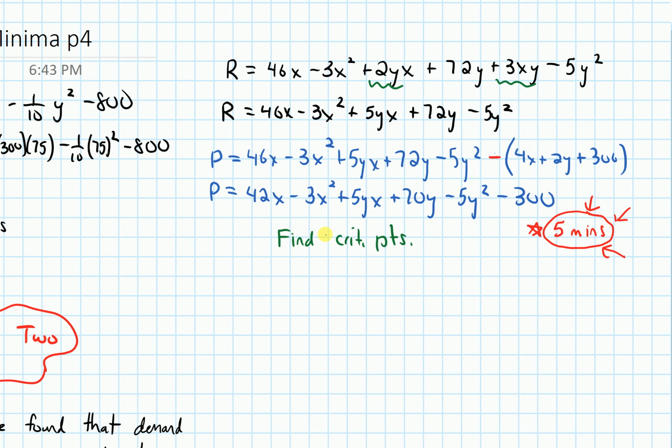Let's find those critical points. So let's set our partials, px equal to 0 and py equal to 0. So if I take those partials, let's take the partial with respect to x. So for the first term, that derivative is 42. For the next term, it's minus 6x. The next term would be plus 5y. And then all the remaining terms would be 0 because they don't have any x's in them.